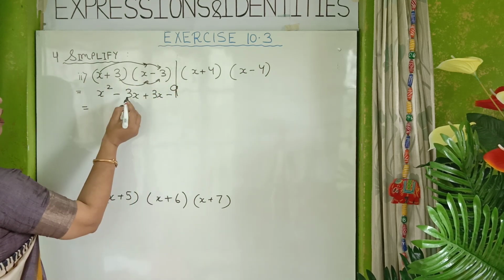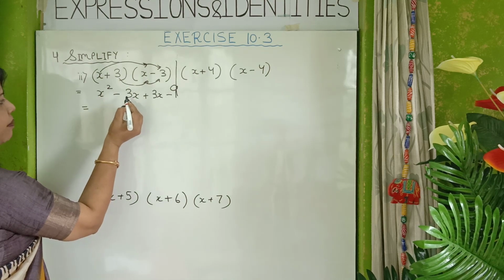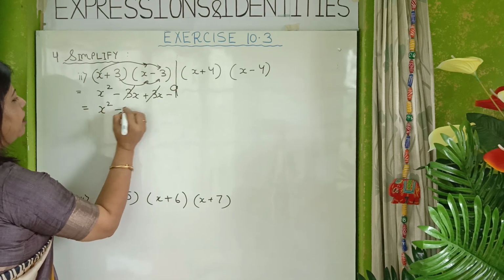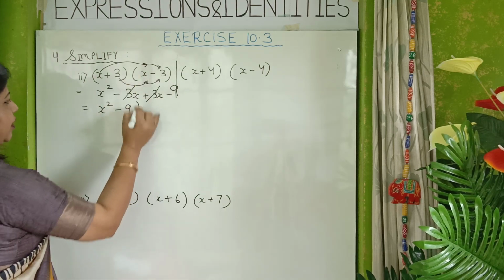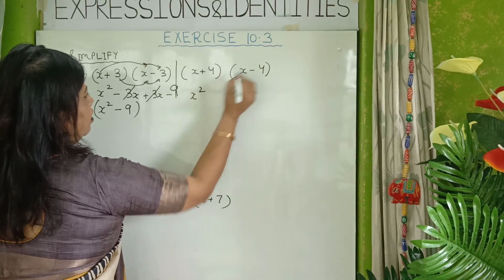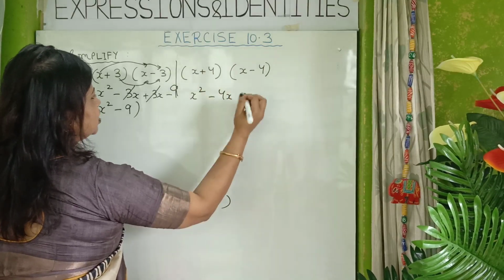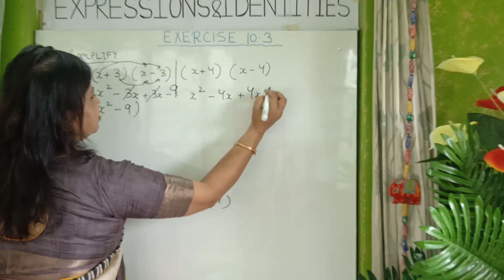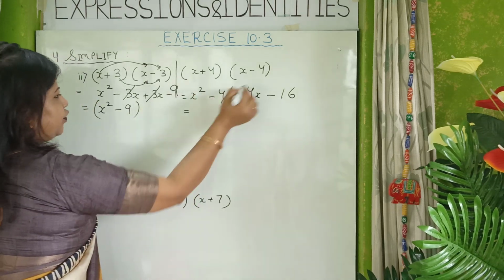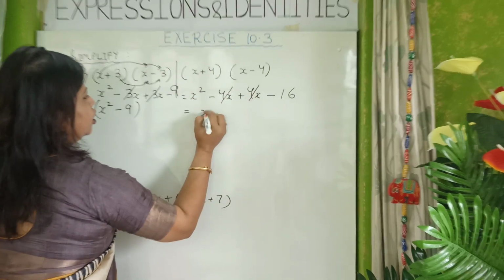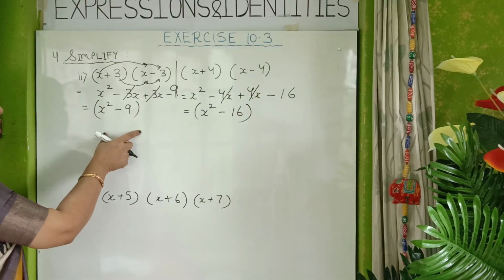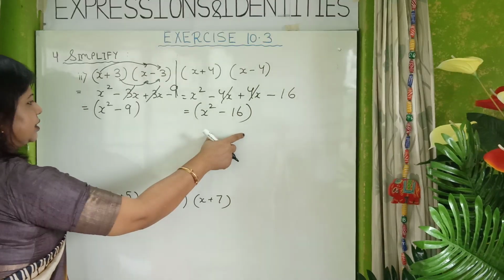So, what we get? x square. Now, here you see minus 3x plus 3x cancel off. So, what we got? x square minus 9. Come to this side. Put it in bracket. The next, with x, x square minus 4x. Then with plus 4, plus 4x plus minus minus 4 4s are 16, equal to minus 4x plus 4x cancel off. x square minus 16. So, here we got x square minus 9, there x square minus 16.